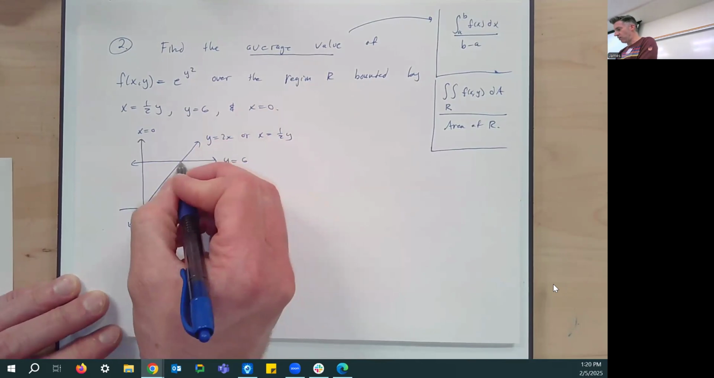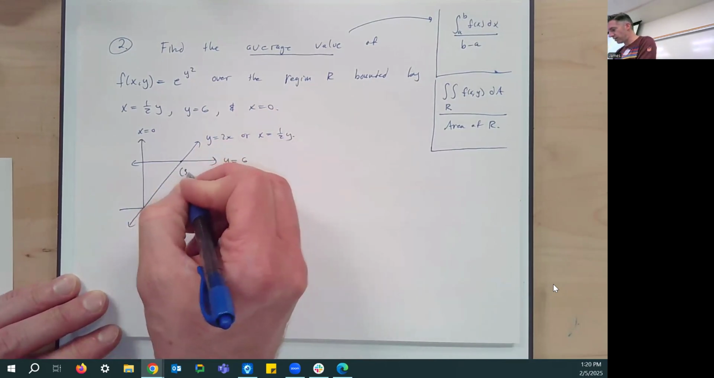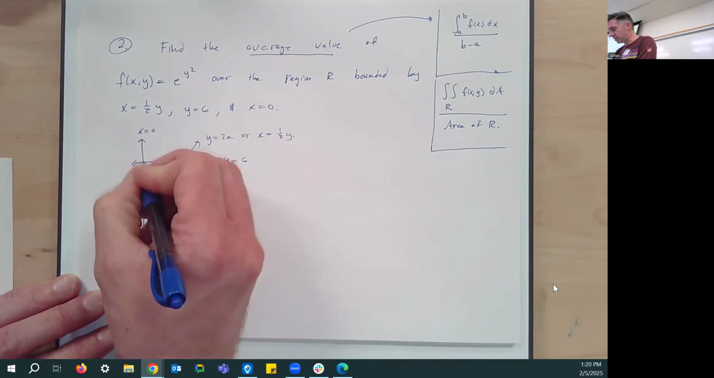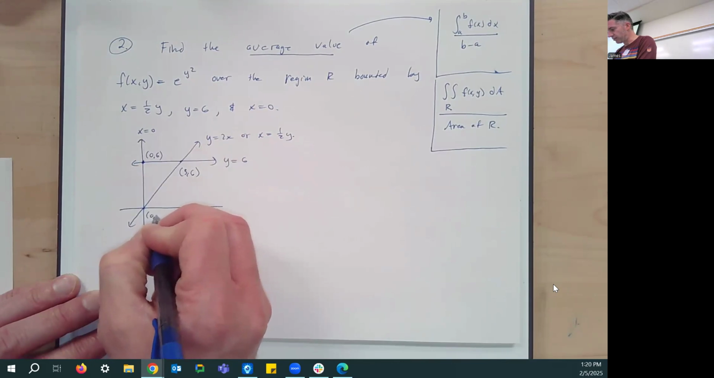And I point out that if y is 6, x is going to be 1/2 times 6, so x is going to be 3. That's the point 3, comma 6. There's the point 0, comma 6. There's the point 0, 0.